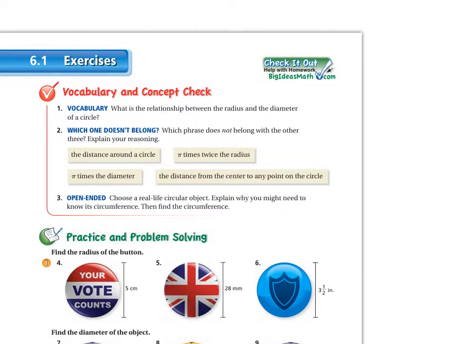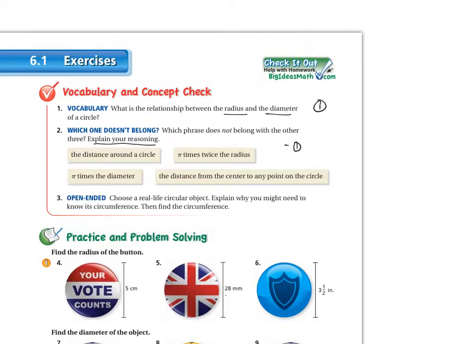Now we're covering the second day of your assignment, and you're going to need to do the vocabulary. What is the relationship between the radius and the diameter? This is example 1. Which one doesn't belong? Which phrase does not belong with the other 3? Explain your reasoning. Okay, the distance around a circle, which is the circumference, right? Pi times twice the radius. Oh, this is example 1 again. All right. Distance from the center to a point on the circle. You'll figure this out.